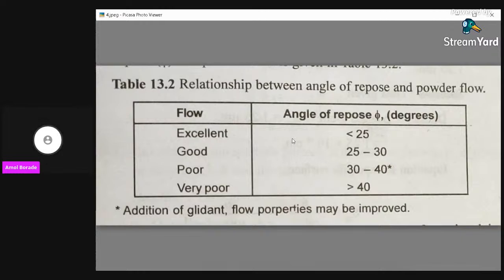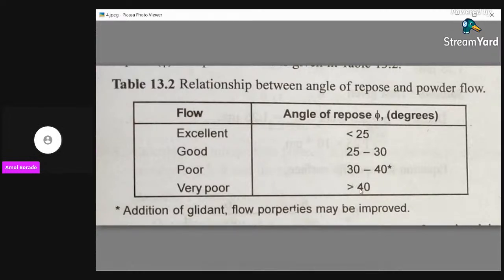So ultimately what we want is the angle of repose. I am going to tell in detail about the angle of repose. First of all, we should focus on our target. As you can see over here, an angle lesser than 25 is excellent flow. It will show excellent flow. An angle between 25 to 30, the powder will show good flow properties. If the angle increases, that is from 30 to 40, the powder will show poor flow properties.